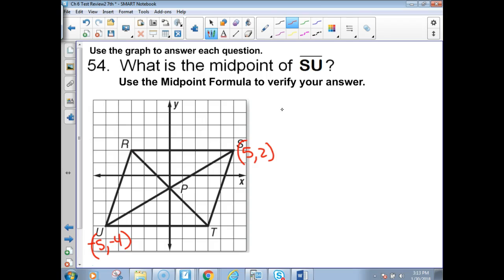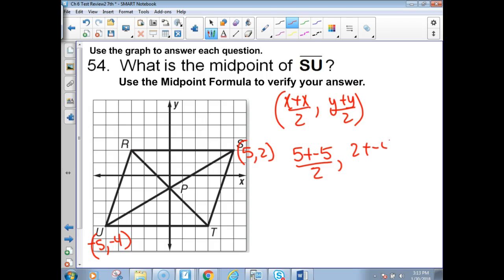Don't forget they're there. All right, the midpoint formula tells you to add your x's, divide by 2. We've been over this probably 100 times. Add your y's, divide by 2. X's are 5 and negative 5. Y's are 2 and negative 4. Make sure you add before you divide. So we got 0 divided by 2 and negative 2 divided by 2. So our midpoint is 0, negative 1.